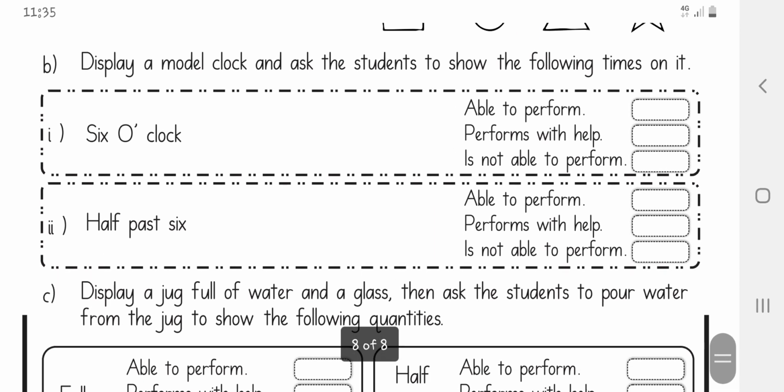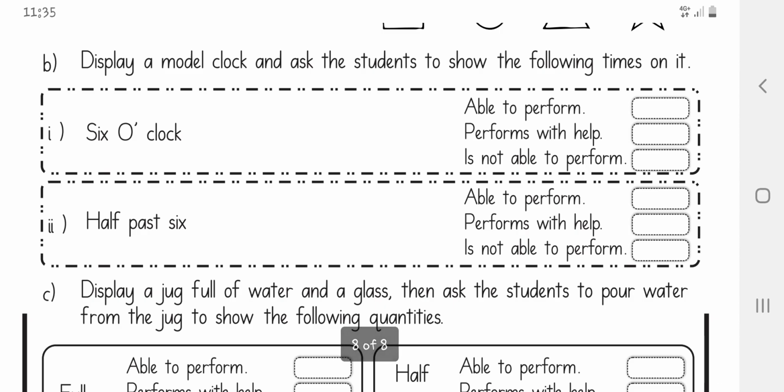For this part, which is part B, excuse me, you will have to have a model clock in the classroom. You know that a small clock that is on felt, that is made of felt. If you do not have that, you can make your own clock by using cardboard, write the numbers on it, and stick two needles on it. It is very easy to make. But the students have to perform this task. So they have to move the needles of the clock and show 6 o'clock on it and 6:30.